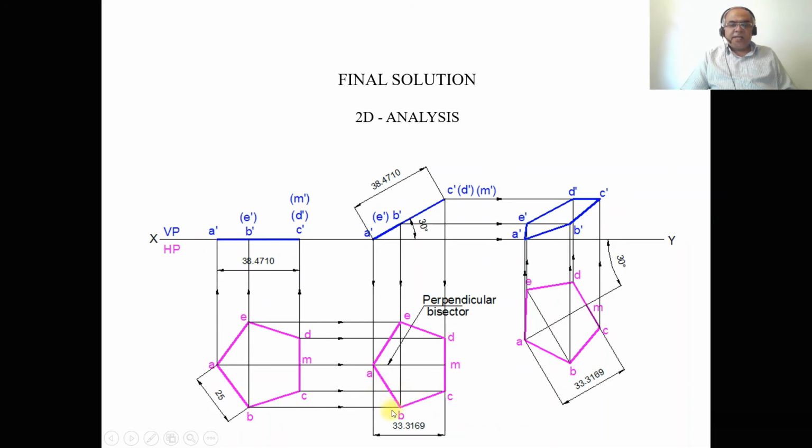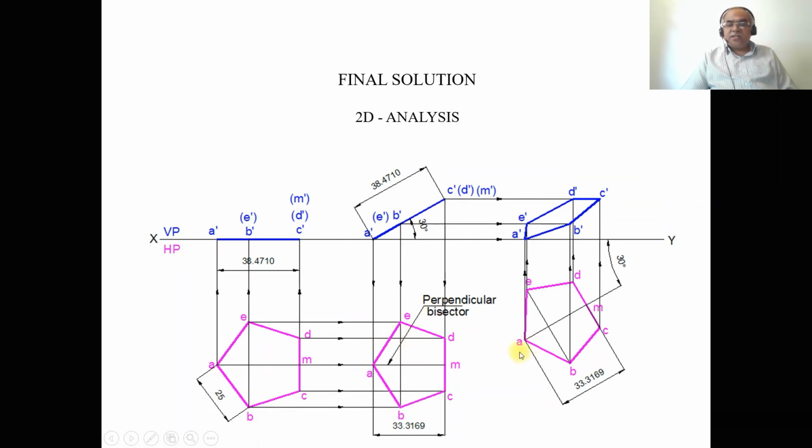Then join A to B, B to C, C to D, D to E, E to A with a dark line. So AM is going to be the perpendicular bisector. As this perpendicular bisector is inclined at 30 degrees to HP, obviously you are going to get the apparent length. Since he has given the apparent inclination, you rewrite this top view here.